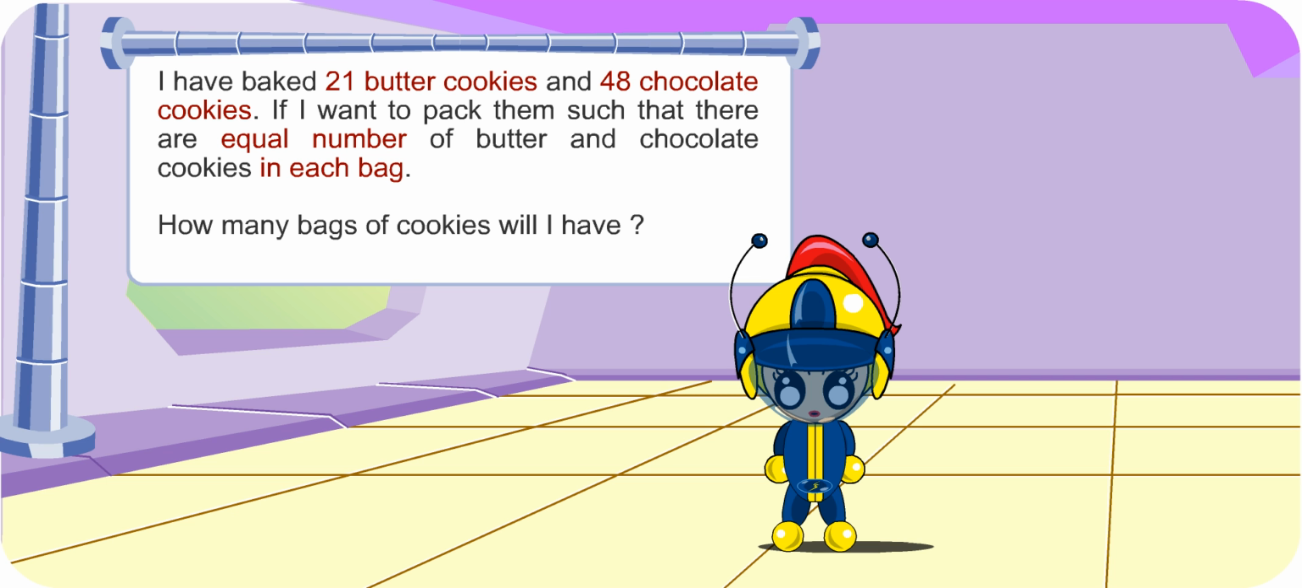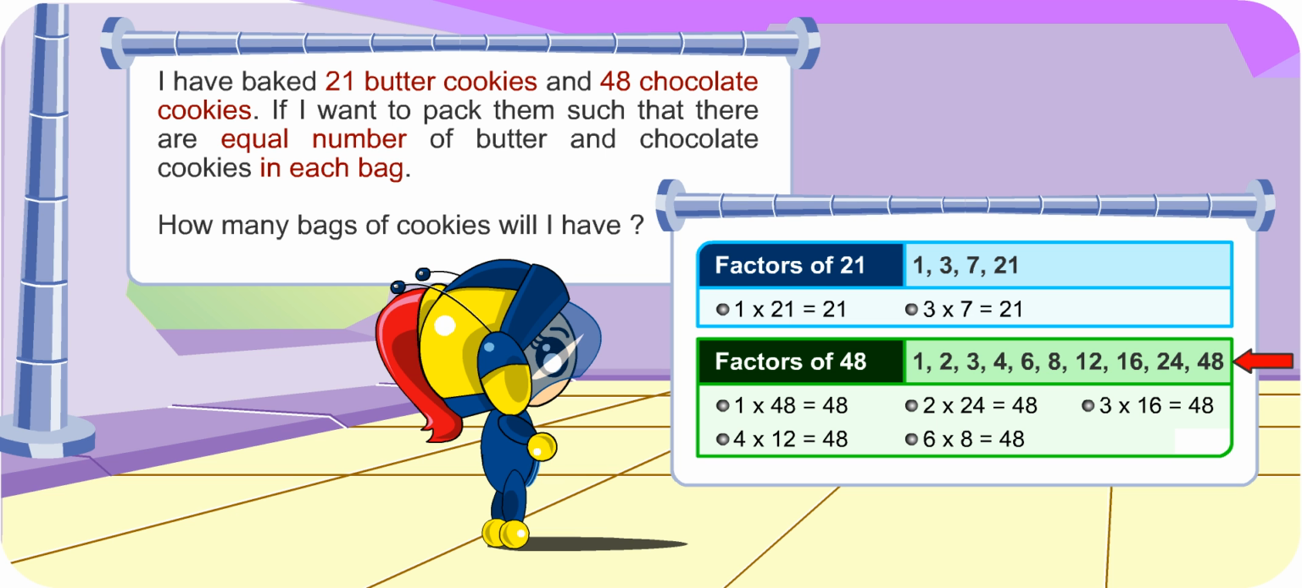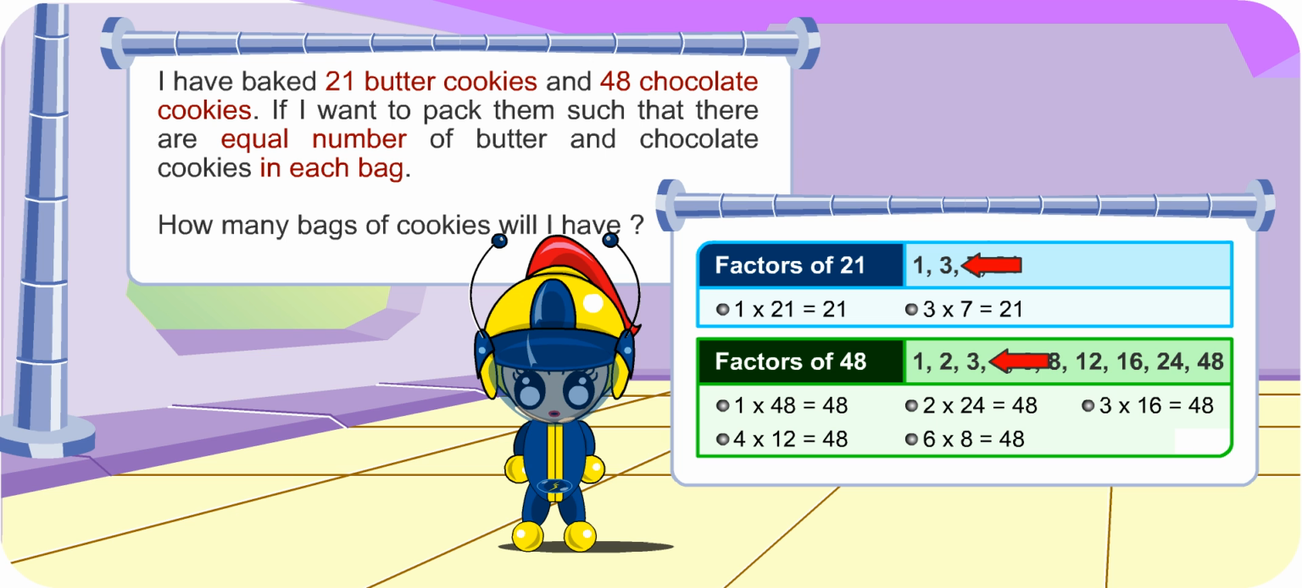Let's start by finding the factors of 21 and 48. The factors of 21 are 1, 3, 7, and 21. The factors of 48 are 1, 2, 3, 4, 6, 8, 12, 16, 24, and 48. The factor 3 is common for both numbers. Thus, I can pack the cookies equally into 3 bags. So simple? Why don't you try packing them and see?